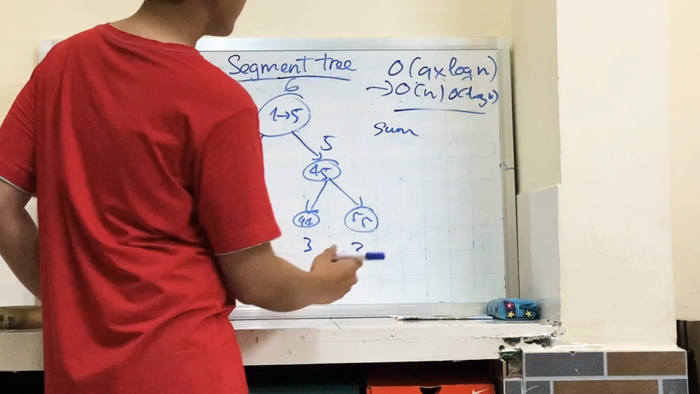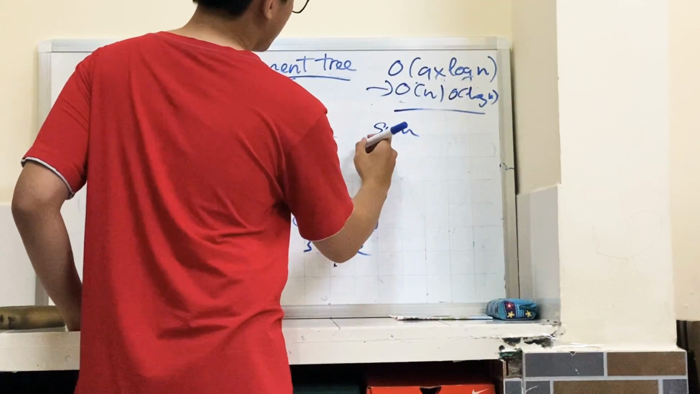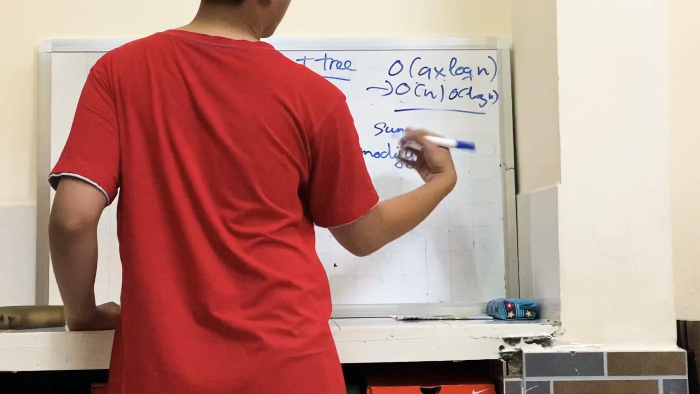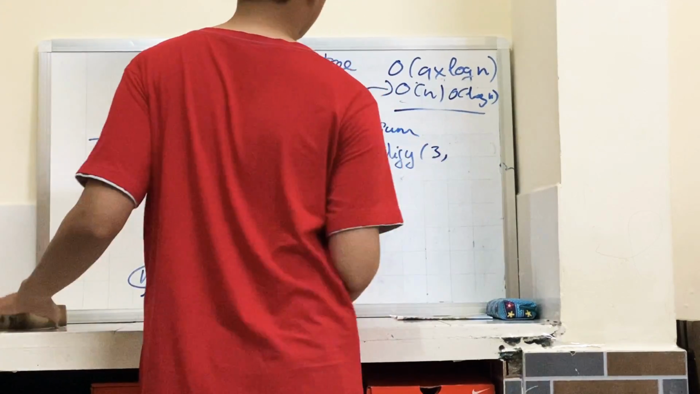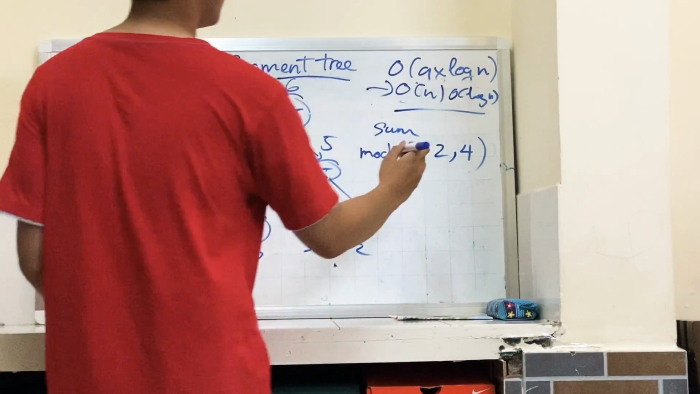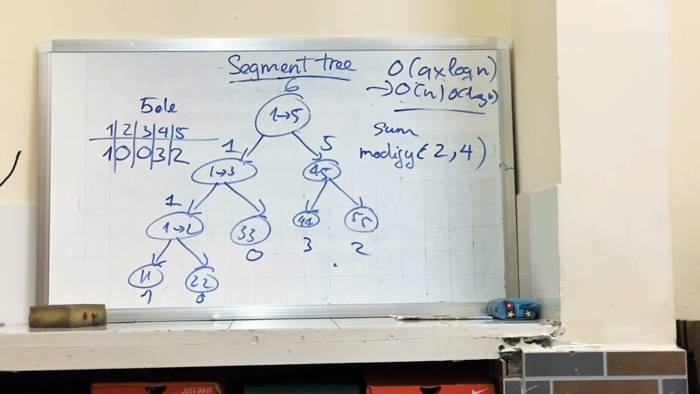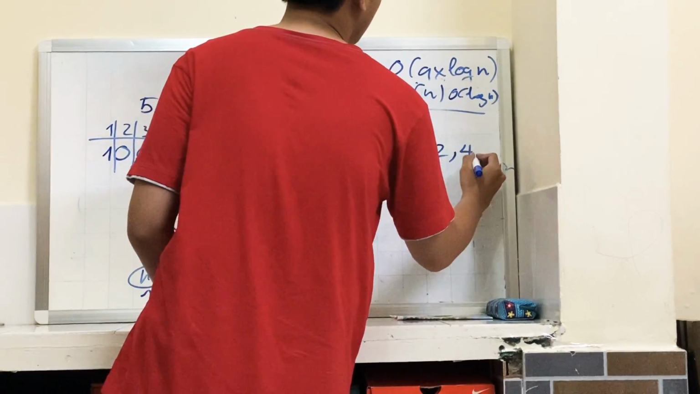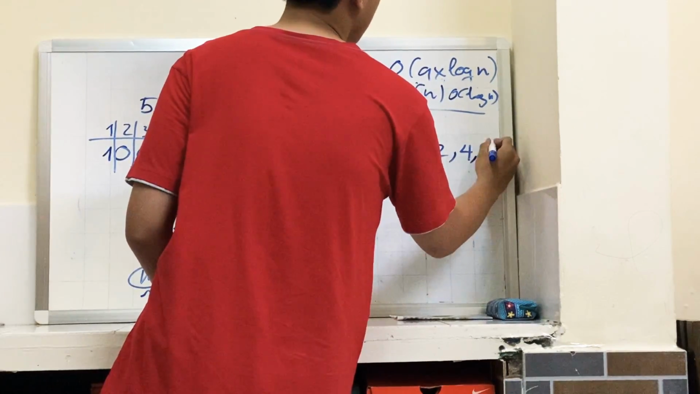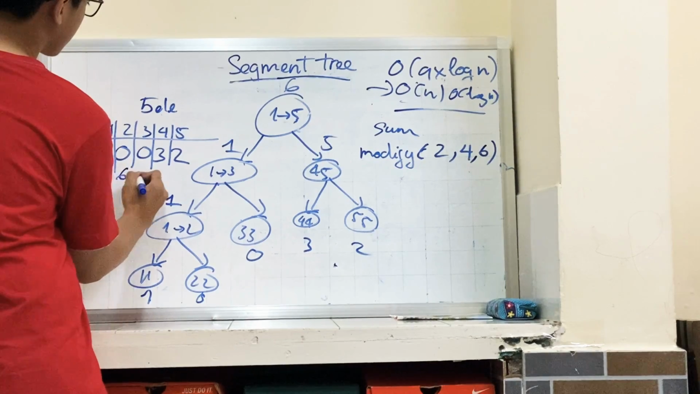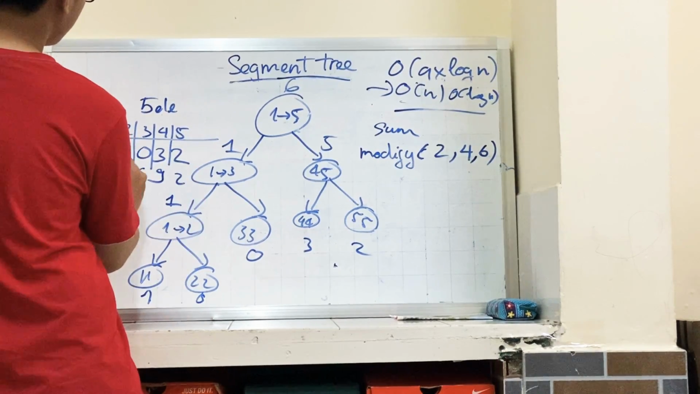If I call the modify function on the range 2 to 4 with the add function, I will add 6 to each element from 2 to 4. So the array will become 6 6 9 2 1.